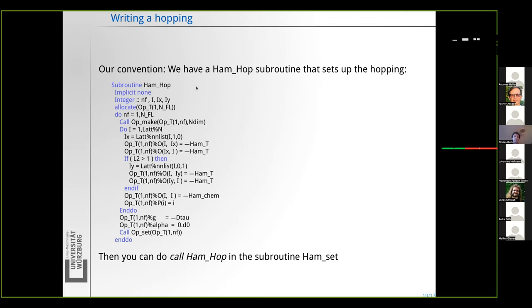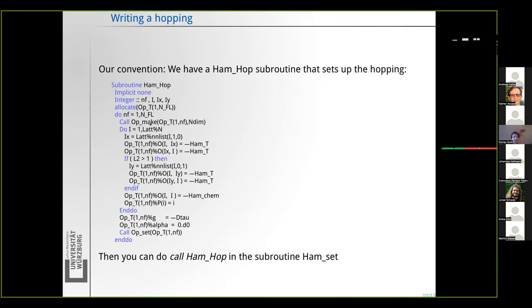Our Hamiltonians follow a certain convention for setting these things up. We have a separate routine for that, this ham-hop function in the Hamiltonians, where you set up the hopping. So first you have to allocate the array of the opt operators. In this example, it's only one, since I specify a big matrix without checkerboard. Then I loop over the flavors for every entry of the flavors.